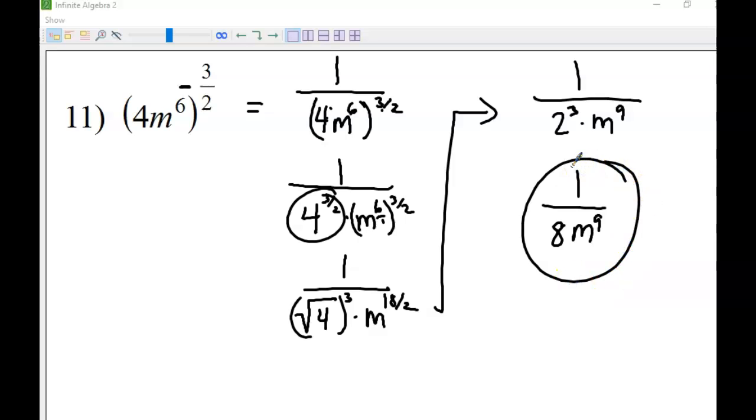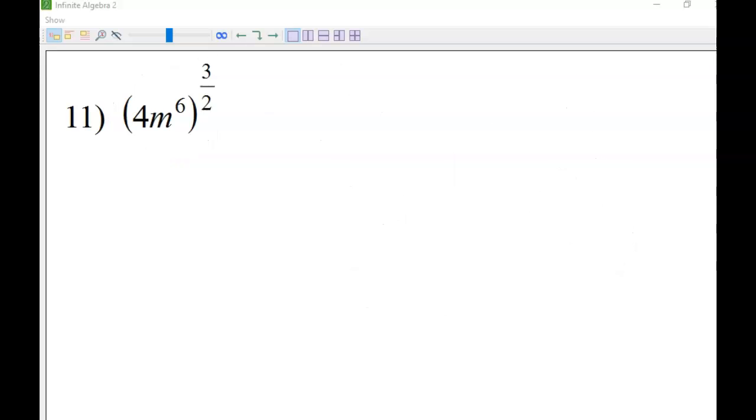Another way you could do this if you want to is you could just pretend that there's no negative here at all. And you could solve this problem as is. And at the end, if you just solve this problem, you would get 8m to the 9th. But since it's a negative, you just put the whole thing under 1. So either way you want to approach it is fine. You'll get the same answer. All right.